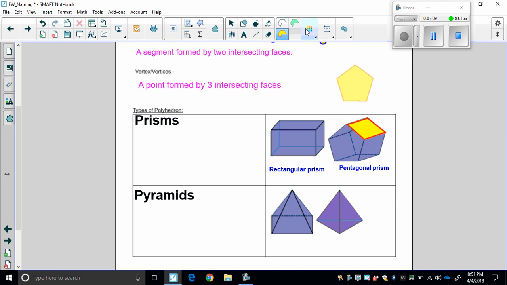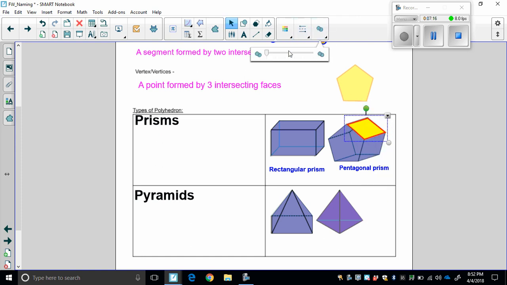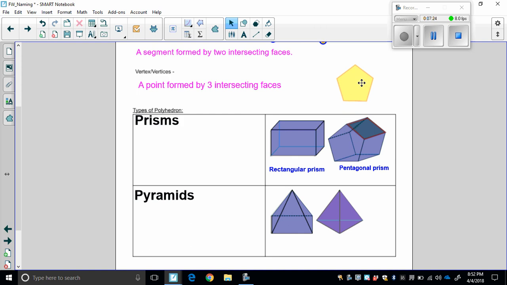So the faces are rectangles, and there's 5 of those. I'll just make that a little bit lighter also. So we have a pentagonal base, and then all the sides are rectangular. And these are pyramids. They have an apex. All their lateral faces are triangles, like that and that.